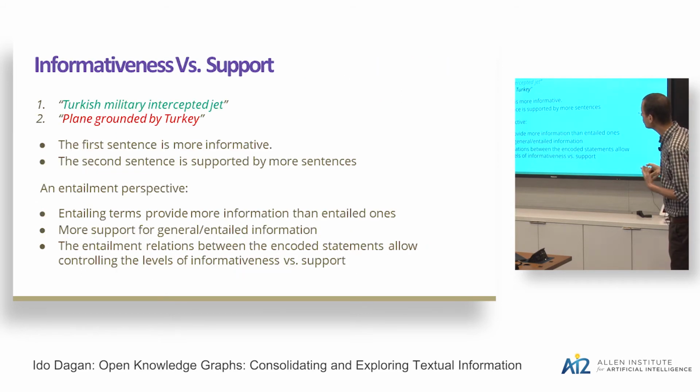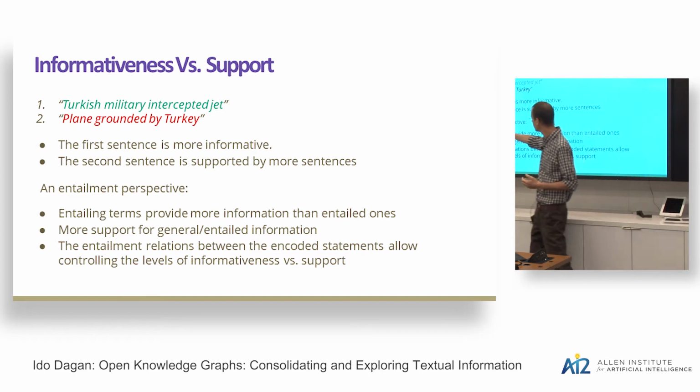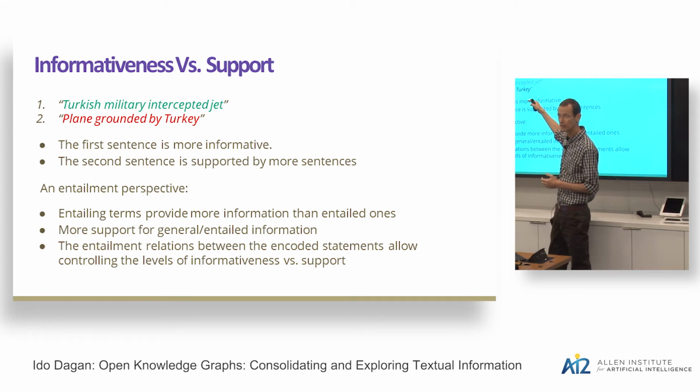Okay? So how can we model that? We would like to model it from an entailment perspective. And notice, for instance, you have here two sentences: Turkish military intercepts jet, or plane grounded by Turkey. Which one is more specific?